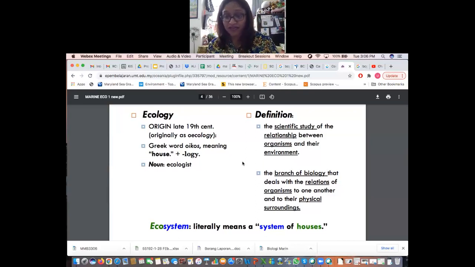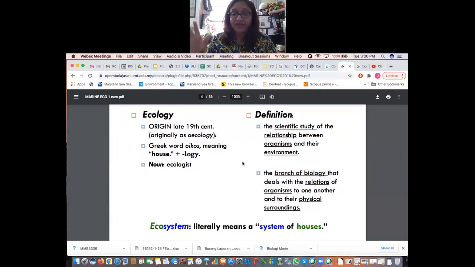Or another way of putting it is the branch of biology that deals with the relationship between organisms and physical surroundings. No matter how much you want to play around with the words, you must always keep the keywords of eco and logy. Logy stands for the study, and eco has to have the abiotic, the biotic factor, and of course, the relationship. And if it's ecosystems, you already know what eco means, house, and system is system, hence, a system of houses.